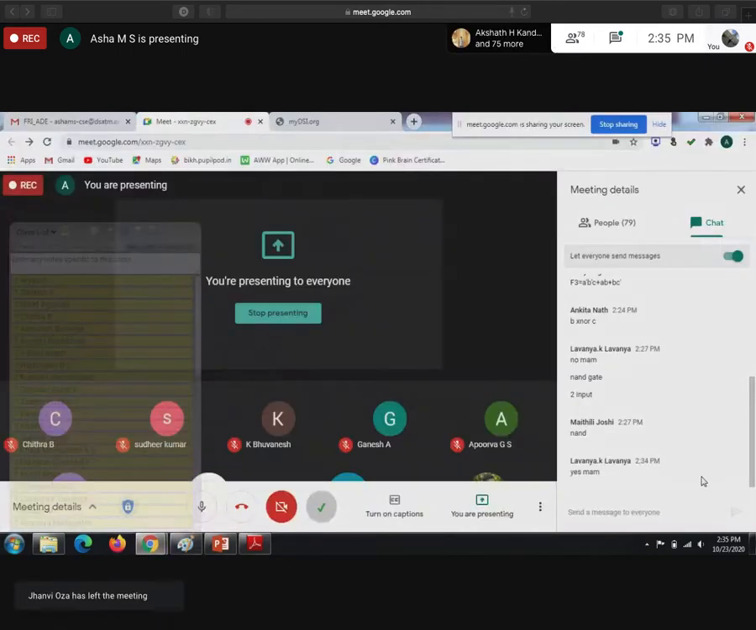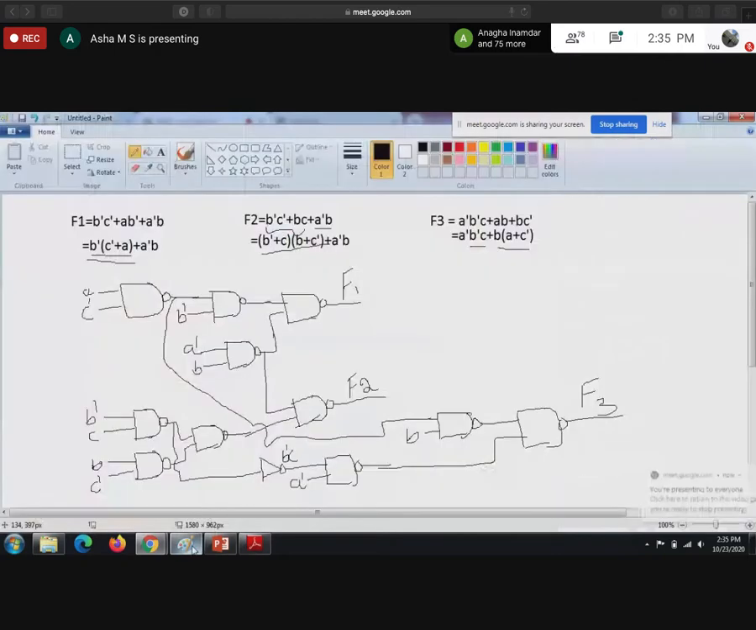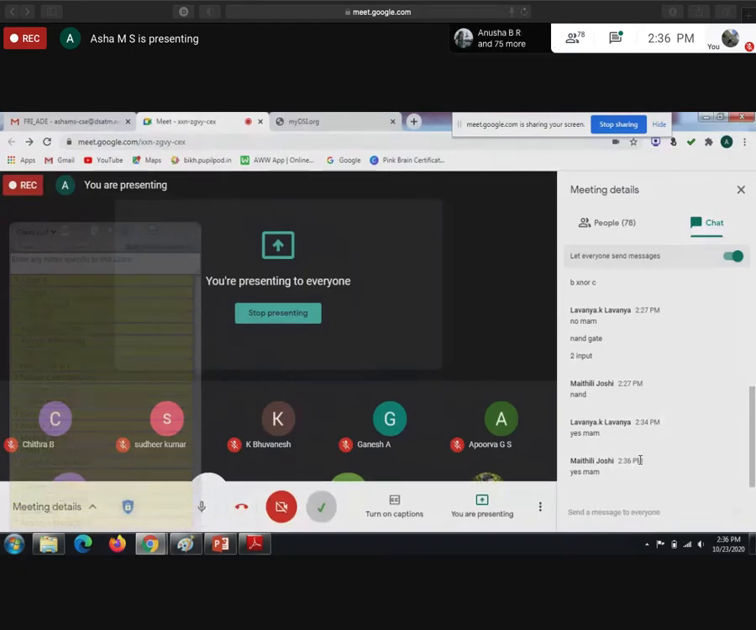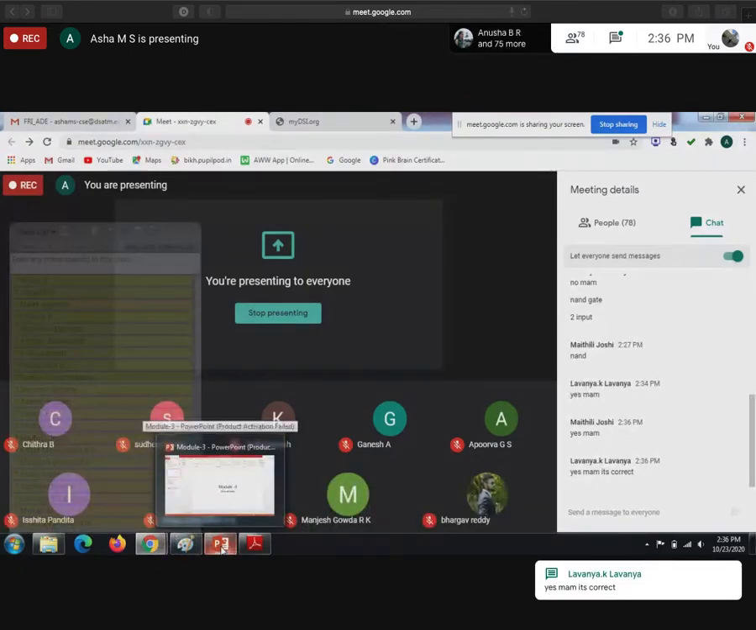Is the circuit correct? Check once. Is it correct? Okay, copy it.